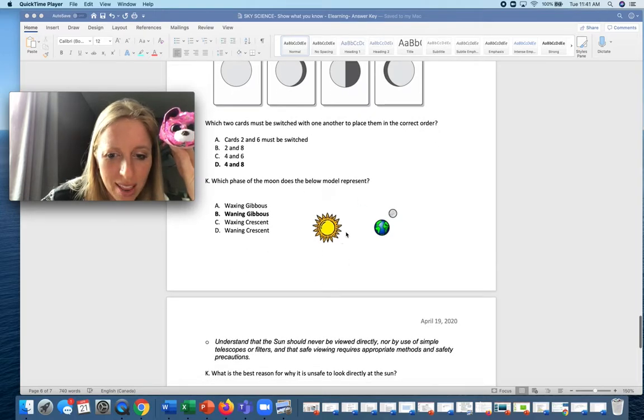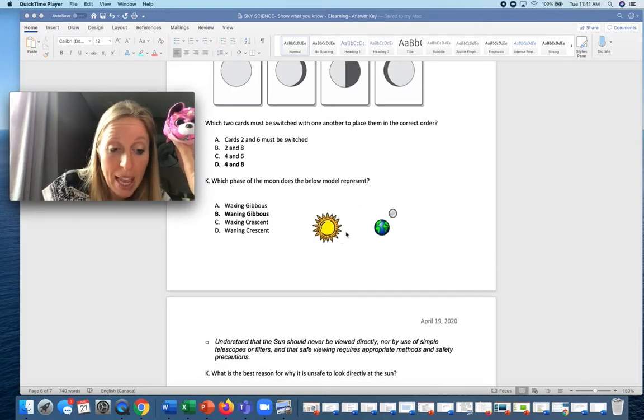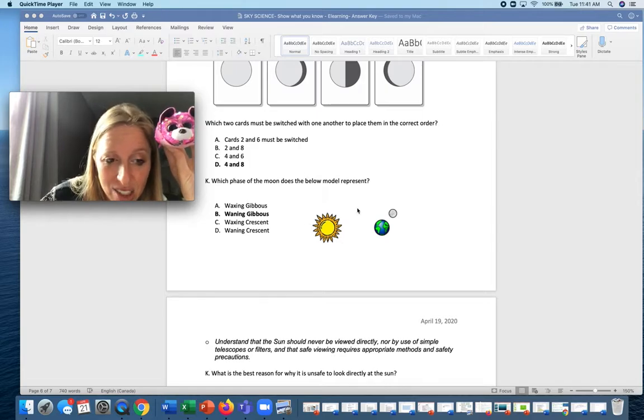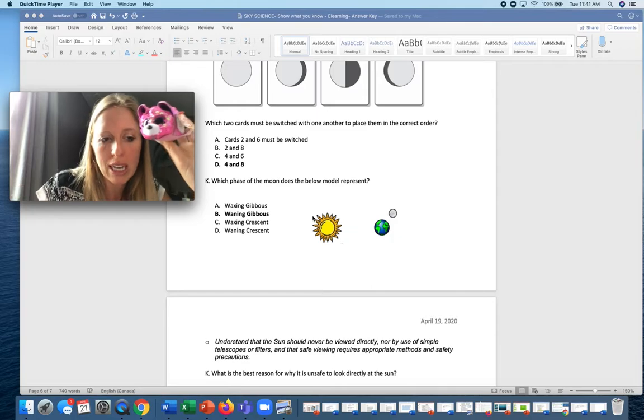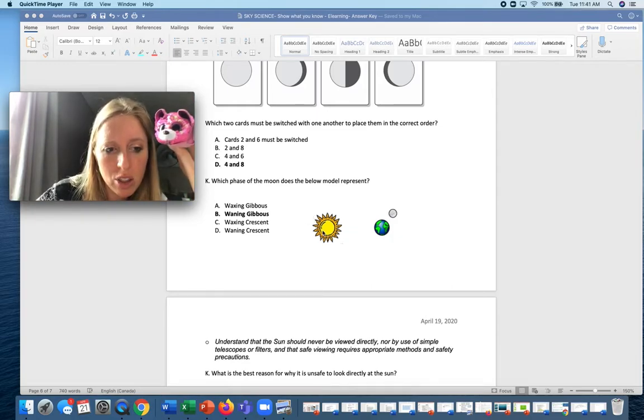Ooh, this one is from our pages that we did. You guys had this exact answer written down. We went over this one. This is not a PAT question. They always ask one that's similar to this though, but I just kind of made this up. Okay, so which phase of the moon shows the model below?